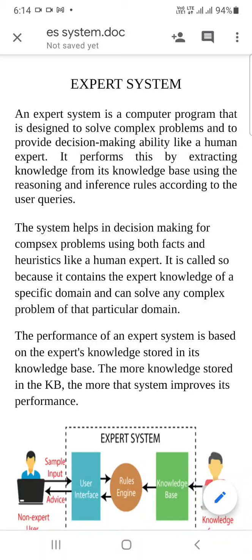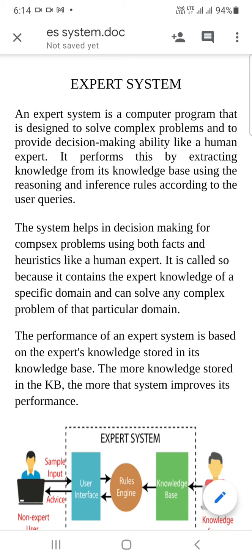Today we discuss expert systems. In this video we learn what an expert system is, how it performs, and what the types of expert systems are. So first we define expert systems. What is the meaning of expert? Expert means to know everything about a particular area or particular domain.